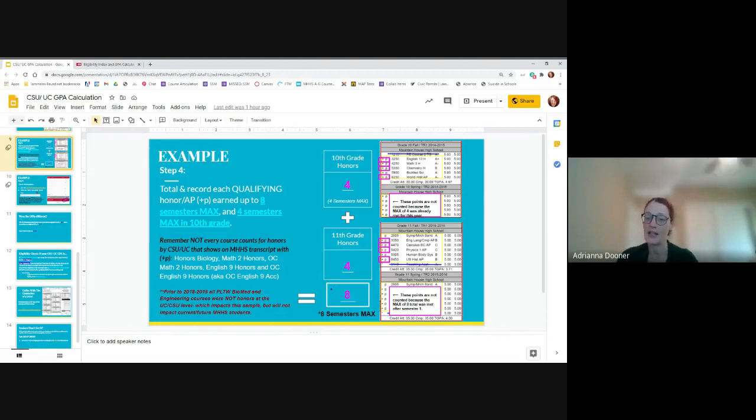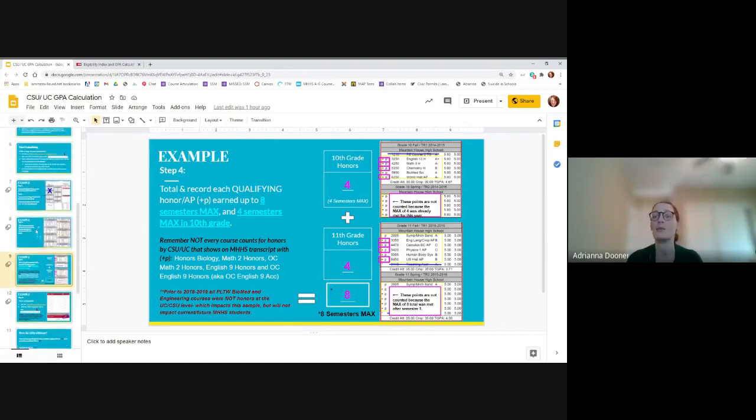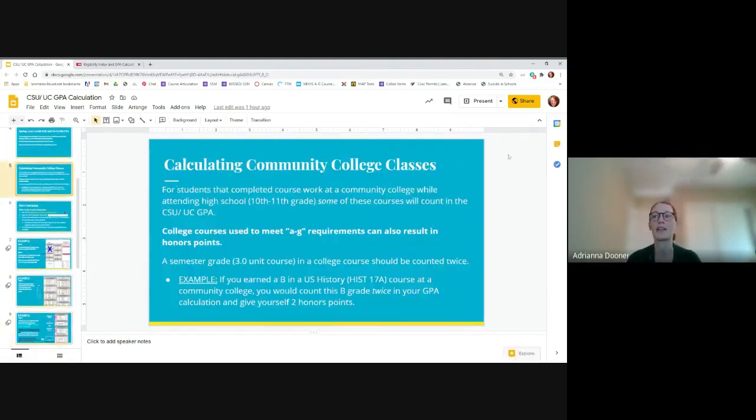And if a student takes classes outside in a community college, do they include that in the GPA? Yes, they do. We looked at a slide on that as well. We do have a lot of students that take community college classes. So slide 5 would explain how to do that. When they take a community college class, it's weighted. It's also counted twice, because it's a year-long course when they take it at the community college. So if they got a B in a US history class that's on their transcript, they will count that 2 times towards the B's. They also count it as 2 towards the honors points.